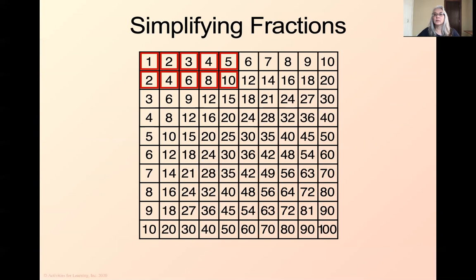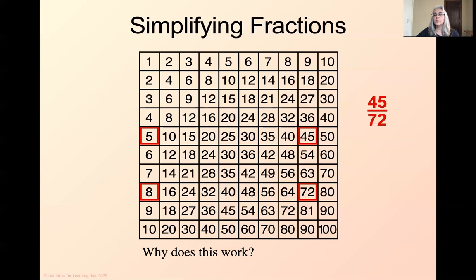So let's try this one here. Let's do 21 28ths. I can simplify it by moving it to the left. Answer is 3 fourths. Let's do another one here. 45 72nds. Now remember, I said they don't have to be touching as long as they're in the same column up and down. So I have 45 72nds. Answer is 5 eighths. Now, why does this work? Well, some of you have already tried to figure this out, and some of you are like, oh, I have no idea. Well, what we're doing is they're both being divided by 9. 45 divided by 9 is 5, and 72 divided by 9 is 8. That's why 45 72nds is the same thing as 5 eighths.